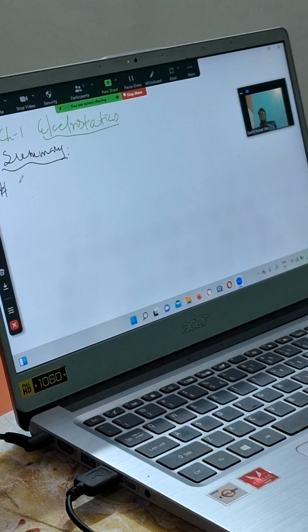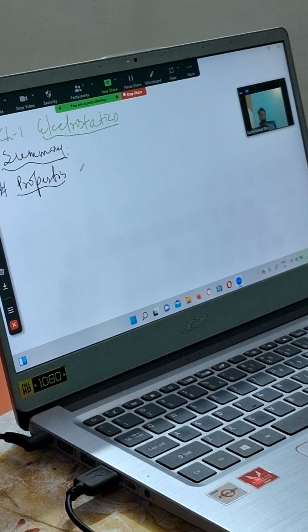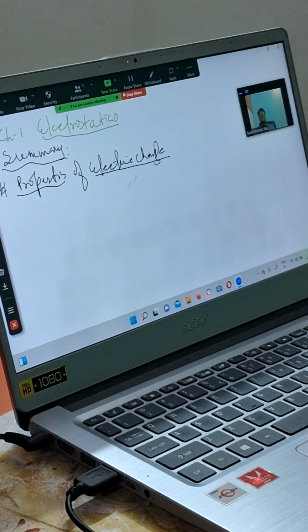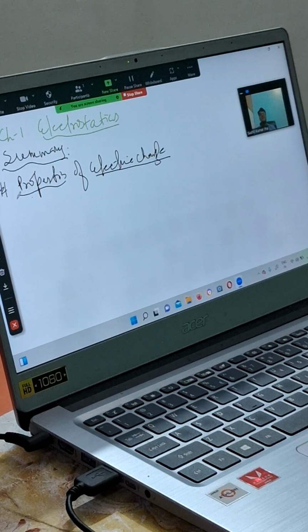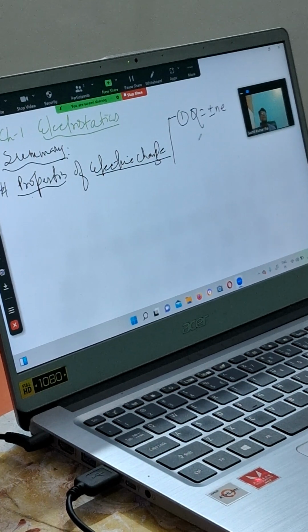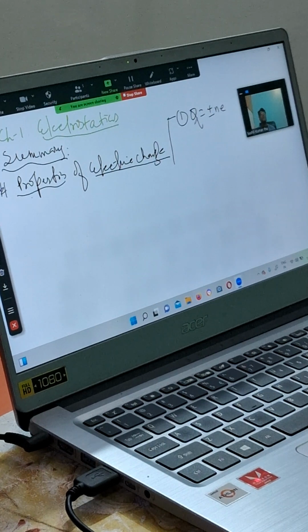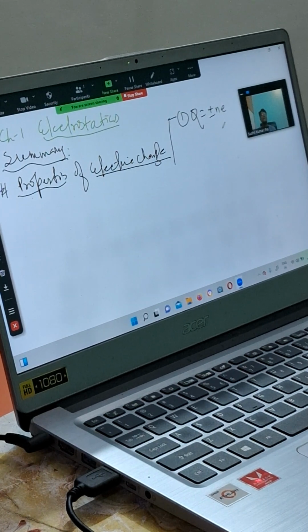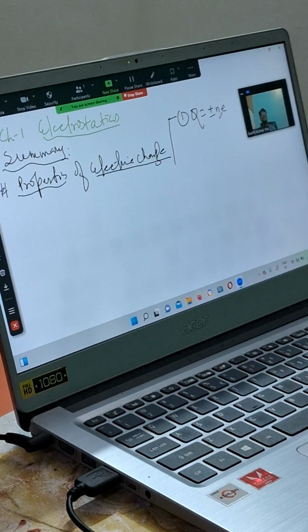The first highlight is the properties of electric charge. The first property is all about quantization, that is Q is plus minus nE. Q is the total charge on a body, n is the number of charges, and e is the charge on an electron, which is minus 1.6 times 10 raised to the power minus 19 coulomb.